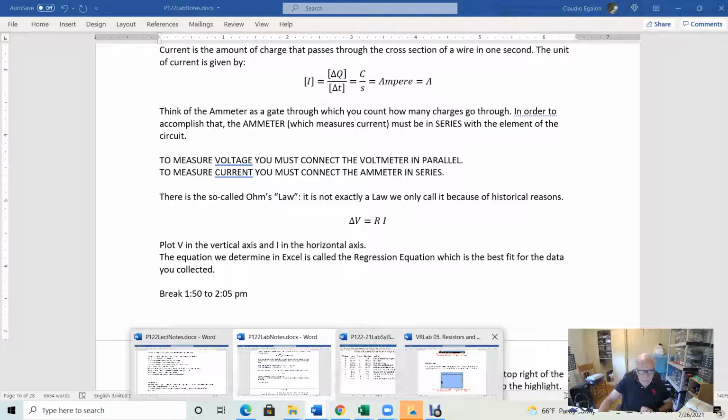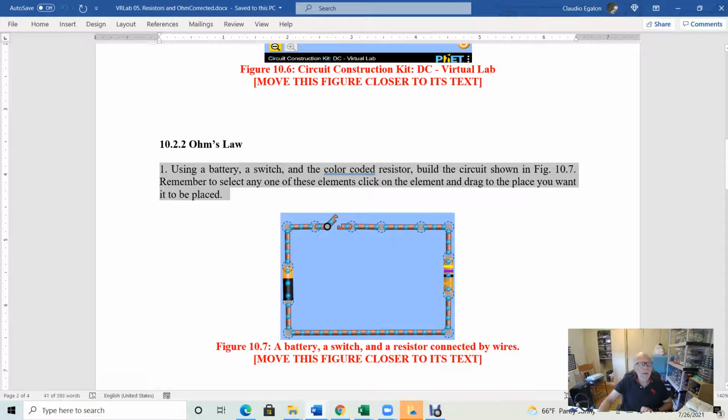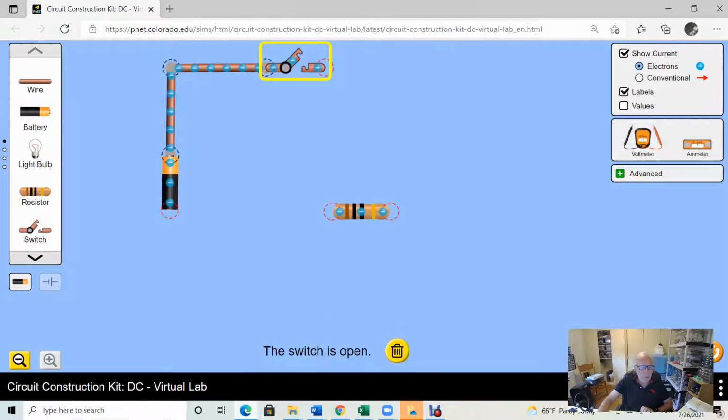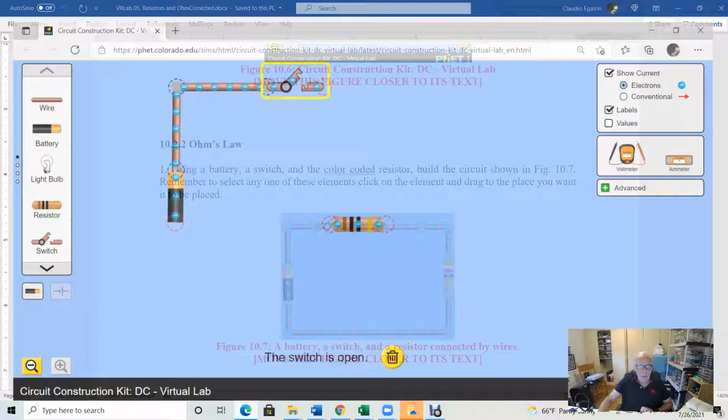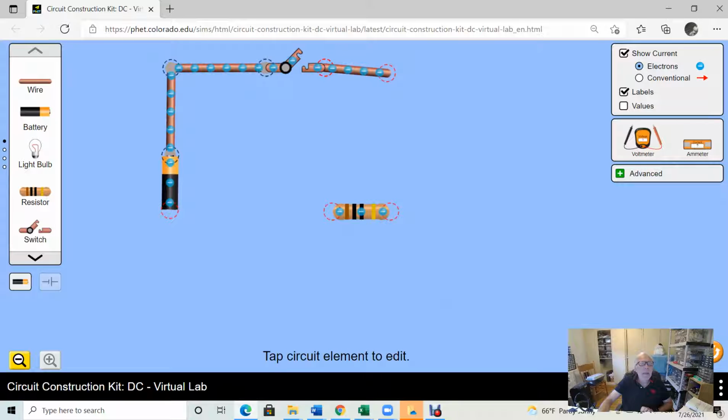So here you go. Using a battery, a switch, and the color-coded resistor, build the circuit shown in figure 10.7. Okay? So I start doing that. Battery, switch, and resistor. Which resistor do you want? Okay, we get there. Here you go, wire. I'm going to keep the switch open. And I'm going to show you how something like that looks like in real life. So get any circuit, any resistor that you have there. Let's do exactly the way it's there in the drawing.